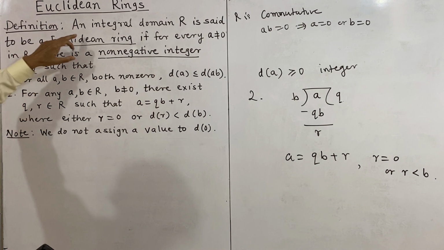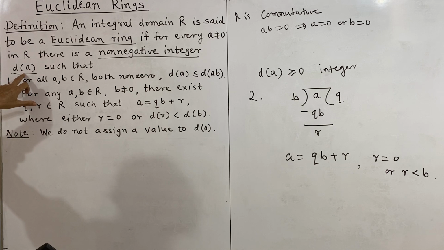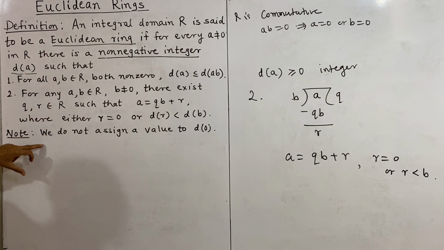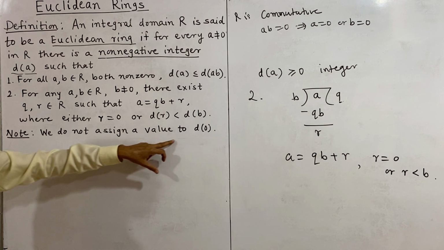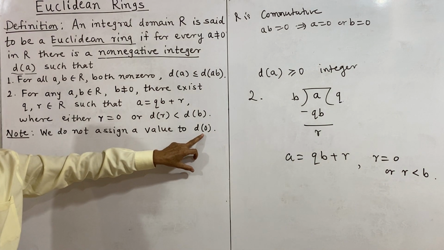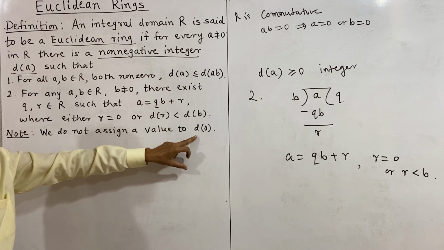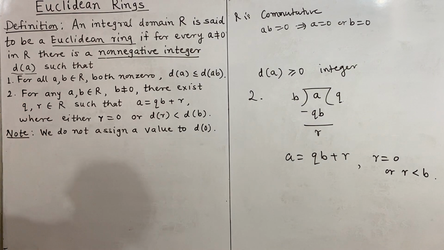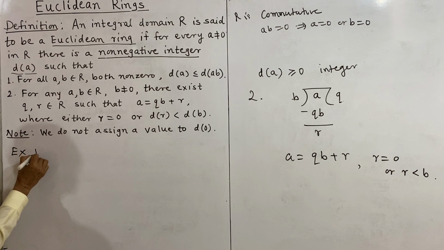For a Euclidean ring, it is an integral domain and we assign to every non-zero element a D value satisfying these two conditions, and we do not assign a value to 0. So now we shall consider some examples of Euclidean rings. Example 1.